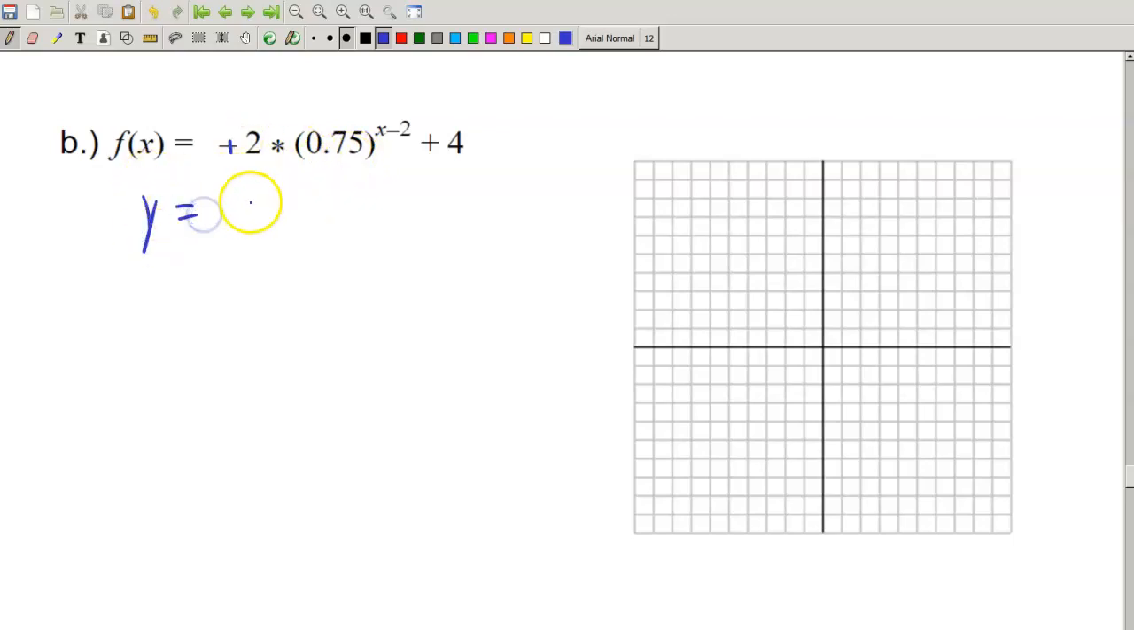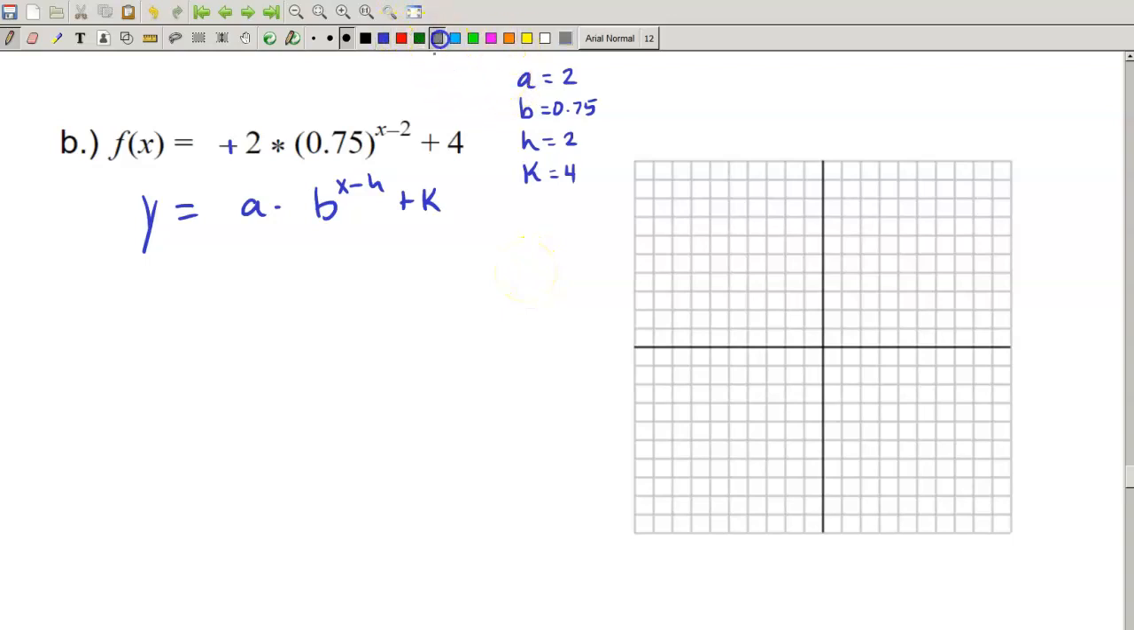So I'm going to go ahead and look at my general form of the equation, and I'm going to write down all my values. So a is equal to 2, my b value is 3/4 or 0.75, which means I'm going to have exponential decay here. My h value is positive 2, which is going to be a shift to the right 2 spots. And my k value is positive 4, which is going to shift up 4.